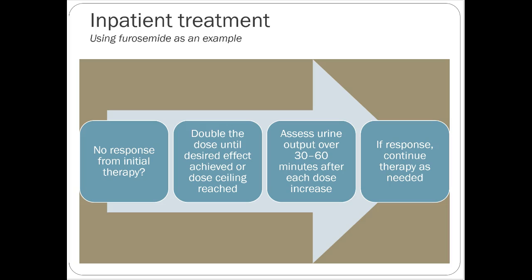If you don't get an initial response from that therapy, you can double your dose until you get that desired effect, or you get a ceiling dose, which ceiling doses in loop diuretics is a little bit debatable. I'm not concerned with that specifically. Then you want to assess urine output over 30 to 60 minutes after each dose is increased, and then again, just continue the therapy once you get something that responds.